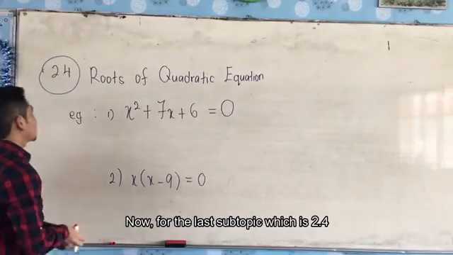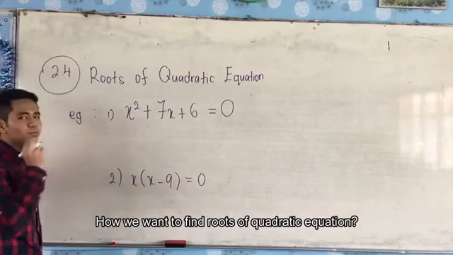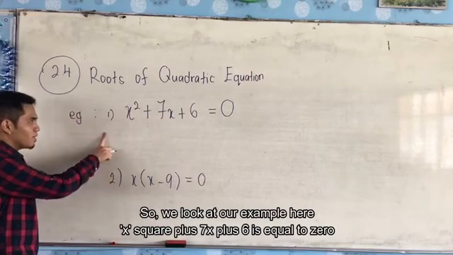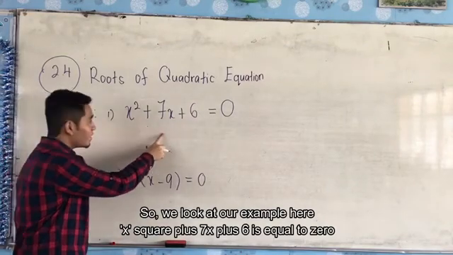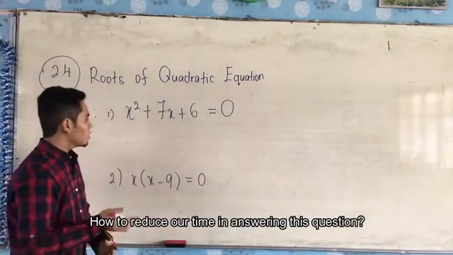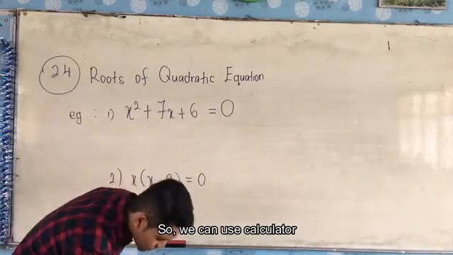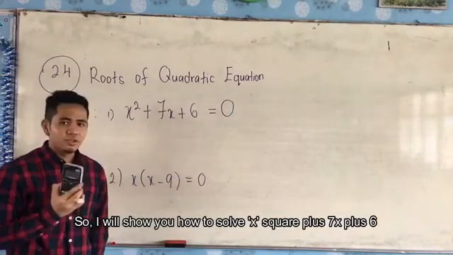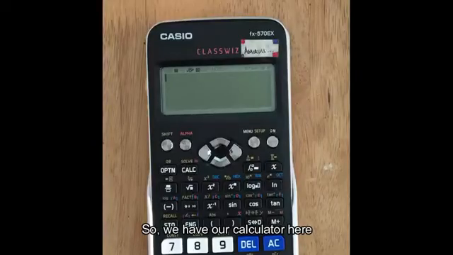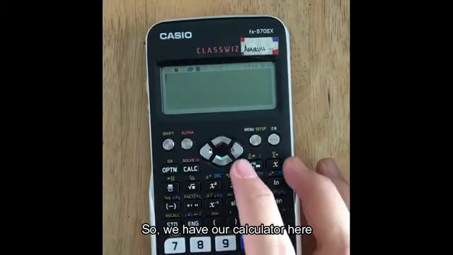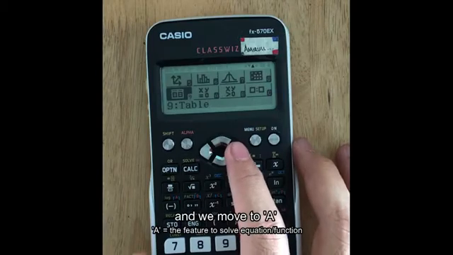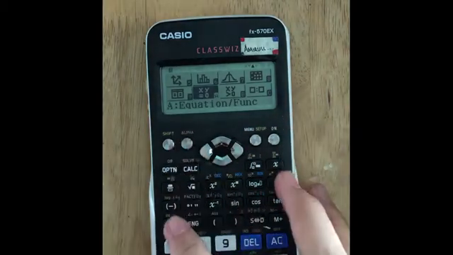Now for the last subtopic, which is 2.4, how to find roots of a quadratic equation. We look at our example here, x squared plus 7x plus 6 is equal to 0. To reduce your time in answering this question, you can use a calculator. So I will show you how to solve x squared plus 7x plus 6. We have our calculator here. We click on menu and move to A, so alpha E.